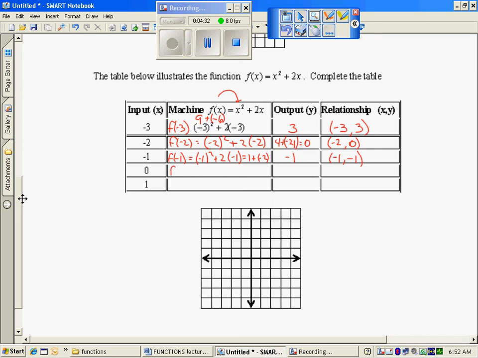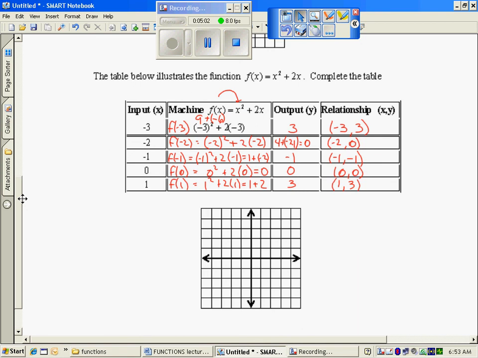Putting 0 into my function. Every x becomes a 0. When I square 0 and add 2 times 0, my output is 0. So now I'm at the point 0, 0, which is the origin. f at 1 is 1 squared plus 2 times 1. 1 squared is 1. 2 times 1 is 2. Adding them together, I get 3. When I put 1 in, I got out 3.